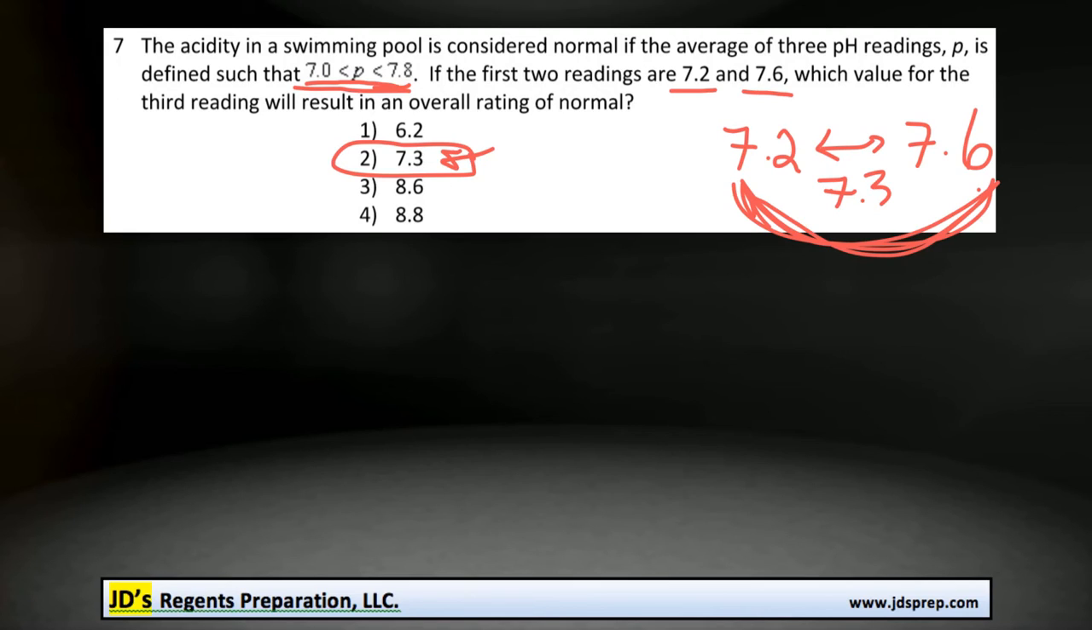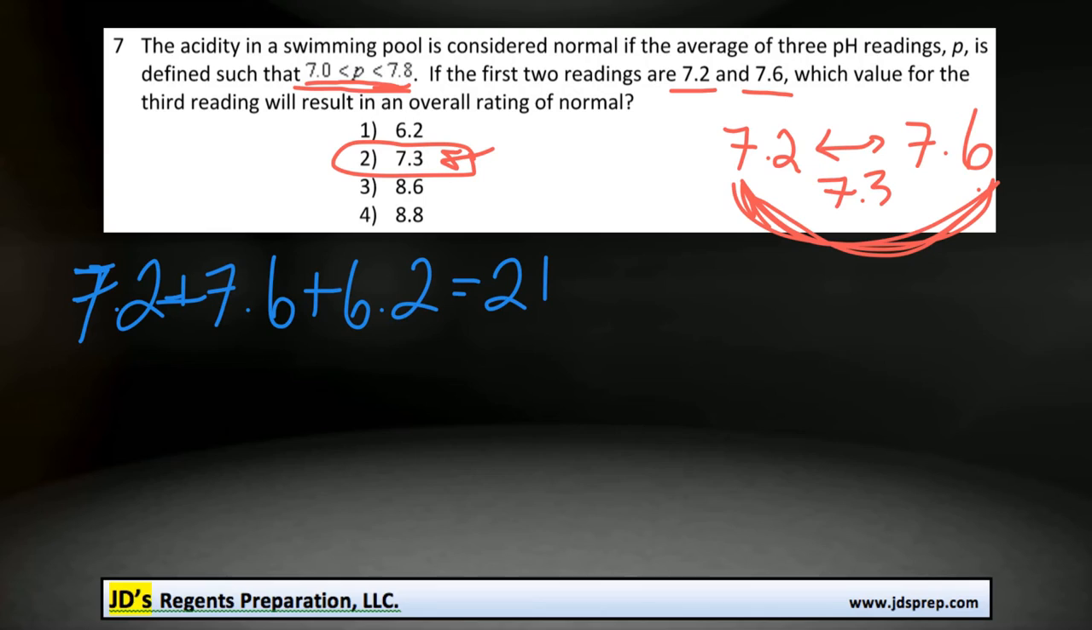Now we could also solve this mathematically by actually going through each potential answer and calculating the average from each of them. For example, we could do 7.2 plus 7.6, sorry about the messy writing there, plus 6.2 for the first one. And those added up gets us 21. And then to find the average, we would divide by the amount of numbers we added, which is, in this case, 3. So our average there is exactly 7.